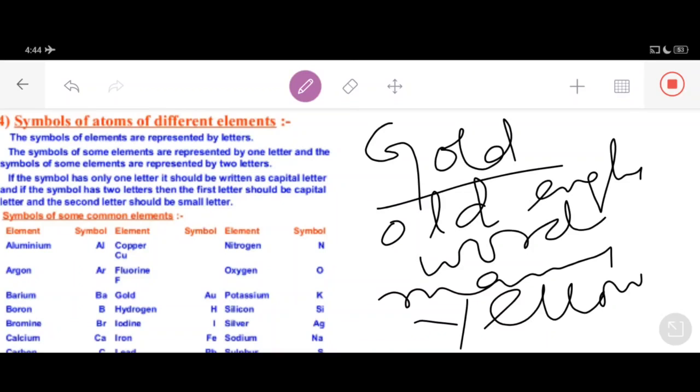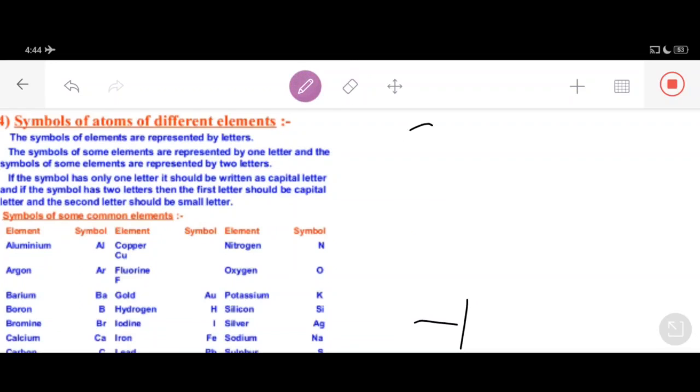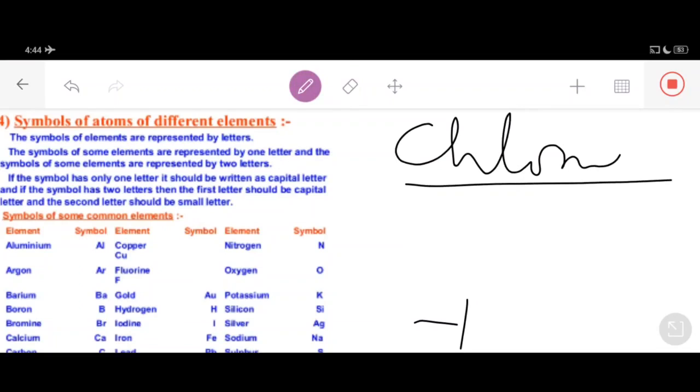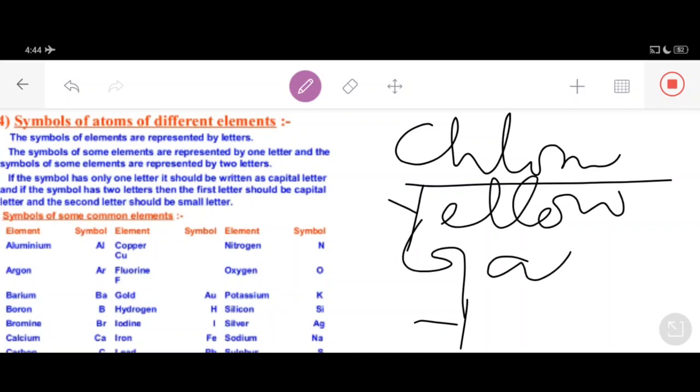That's a specific color. Some names describe a characteristic property. For example, chlorine is one of the elements in the periodic table. Chlorine is actually a yellow-green gas. Mark my words, dear students. This chlorine is a yellow-green gas, and its name is derived from a Greek word meaning yellow-green.